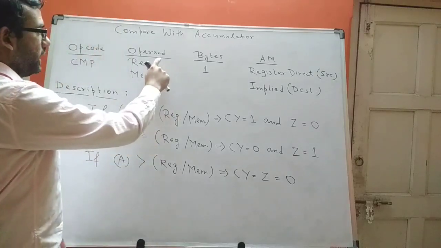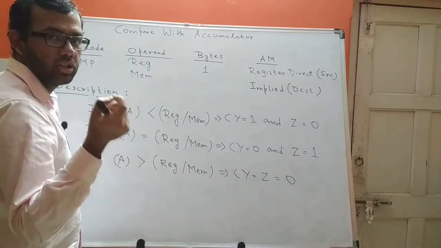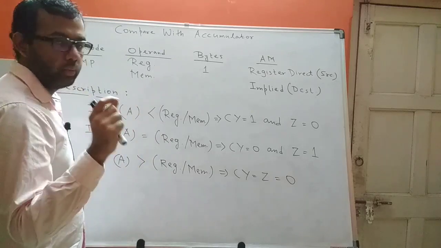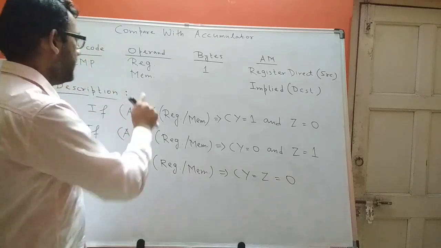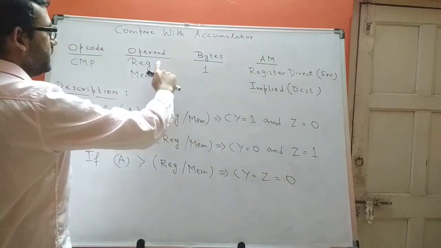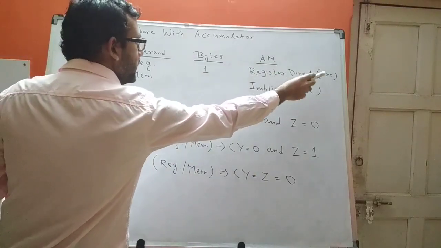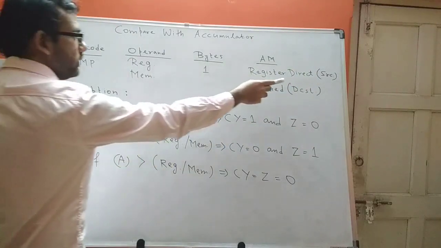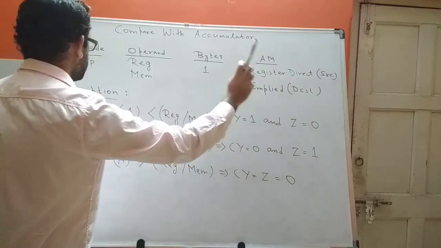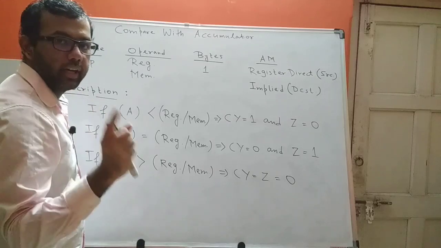So your operand can either be in any of the registers, A, B, C, D, E, H, or L, and it can be in memory, that means in the location which is specified by the contents of the HL register. It's a 1-byte instruction, and if you look at the addressing mode, it is register direct addressing mode. If you look at the source of the operand, it is register direct, and it is implied with respect to destination because all operations are performed by considering accumulator as one of the operands.